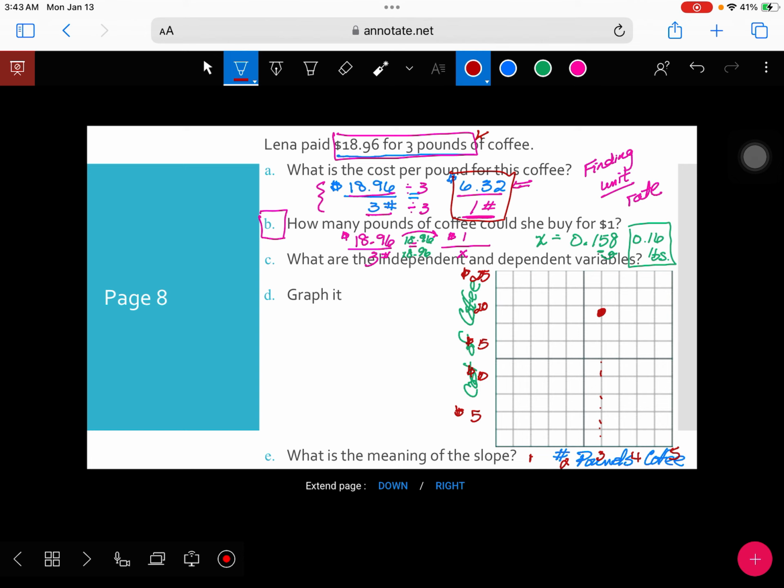So 5, 6, 7, maybe somewhere in there. Okay. And we also know that for $1, I get 0.16 pounds of coffee. So that'd be $2.50. There's 1, and that would be 0.16. So somewhere right in there.